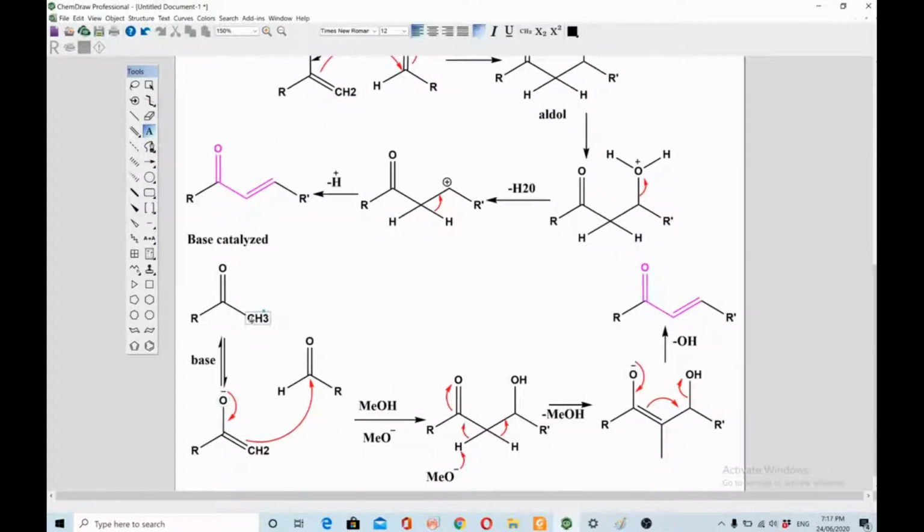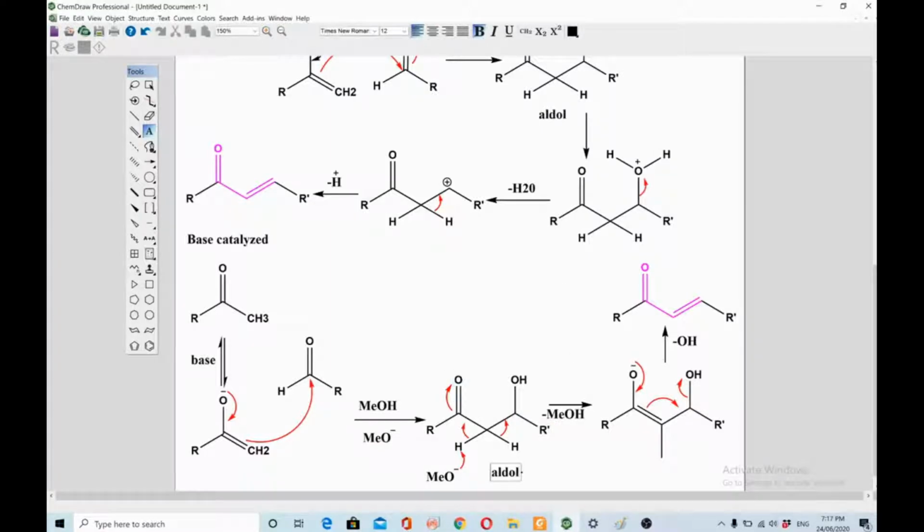What does the base do? It picks a proton from this position, this double bond goes right here and this moves toward the negative charge. In the next step, this negative charge reverts back, making a carbon-oxygen double bond, similar to the acid catalyzed reaction. This double bond acts in a nucleophilic manner and attacks the carbon of the aldehyde, with methanol from the methoxide base. So you get the aldol product again, in the same manner as in the acid catalyzed reaction.